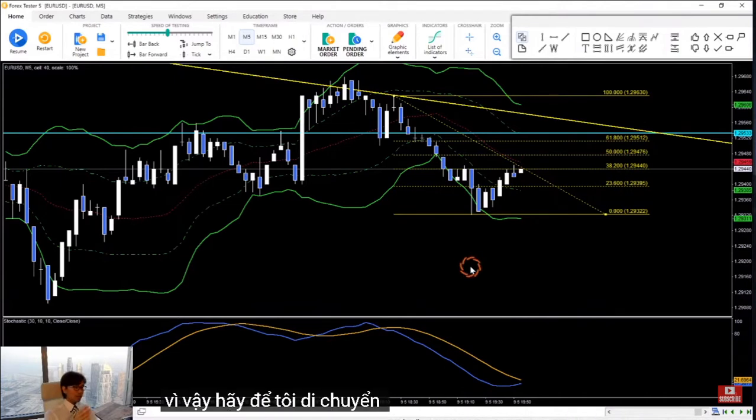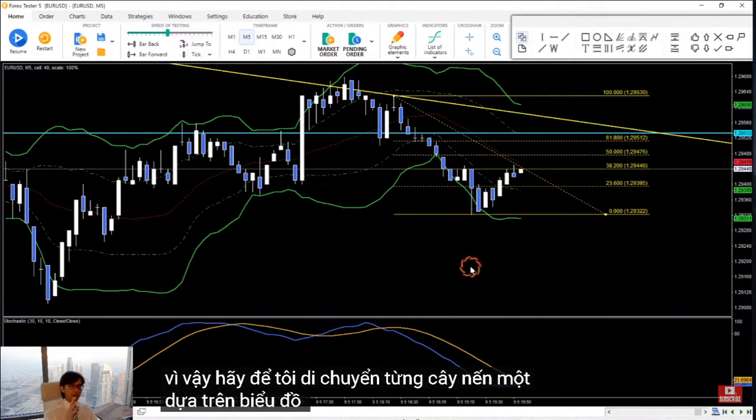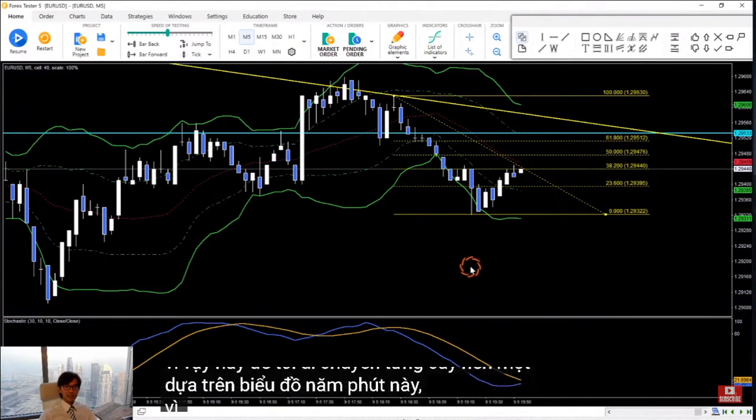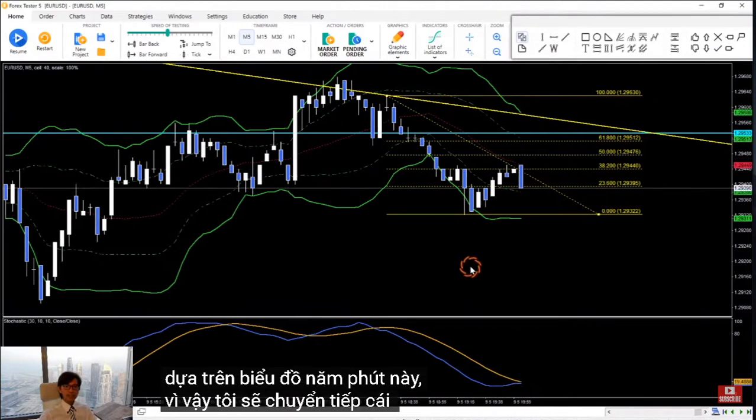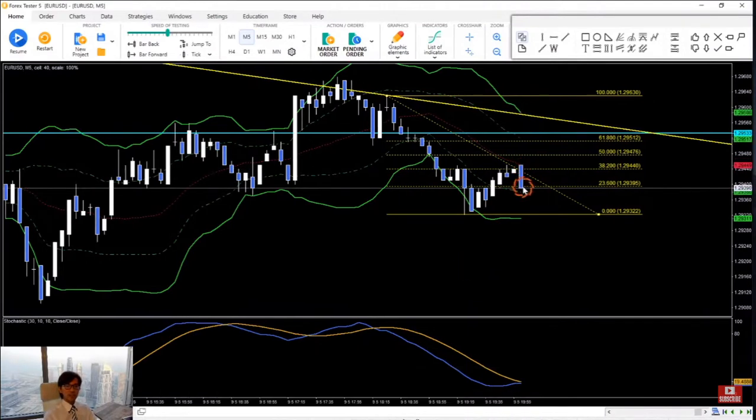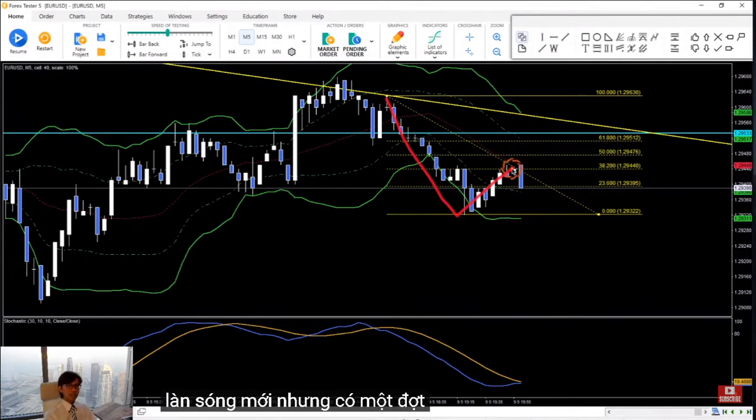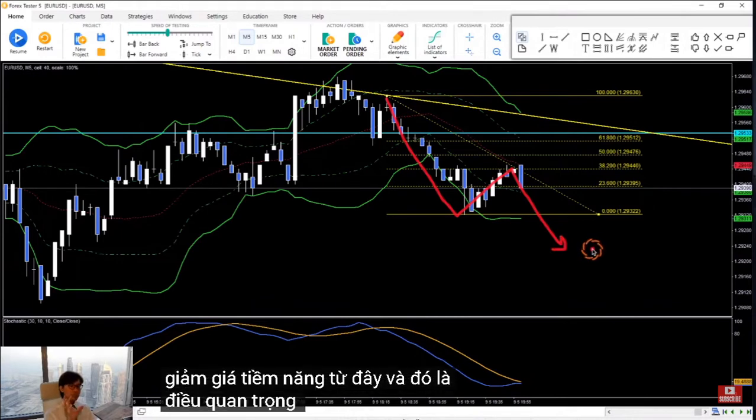So let me move the candles one by one based on this 5-minute chart. I will just forward one. Okay, so there's a bearishness. Here we find that there is a 38.2% bounce. In this case, there is no bearish wave yet, but there is a potential bearish wave from here. And that's what's most important.